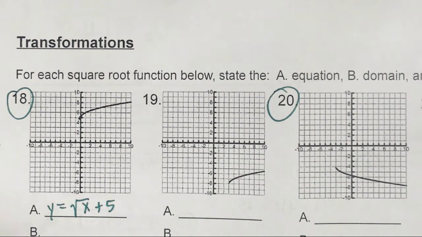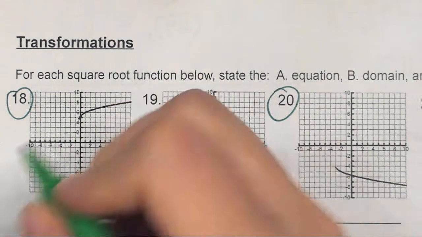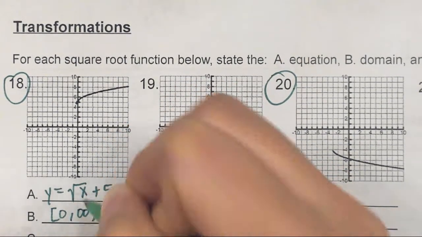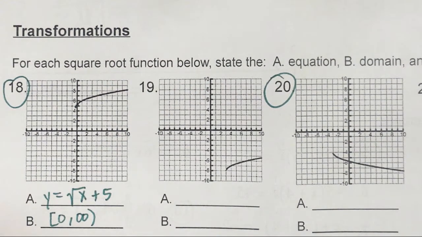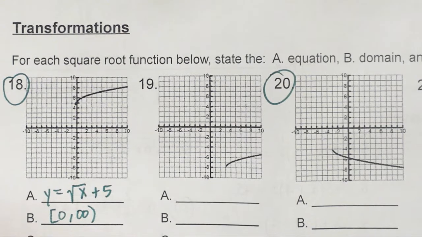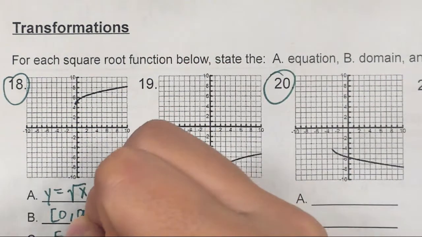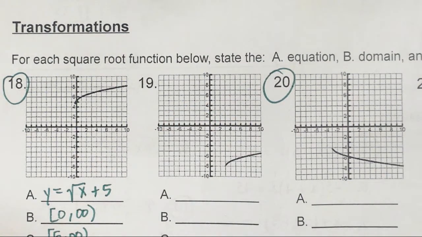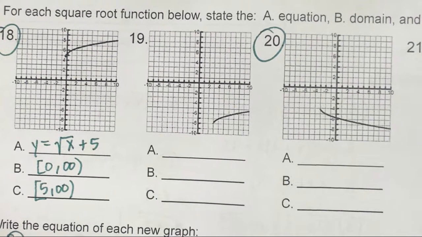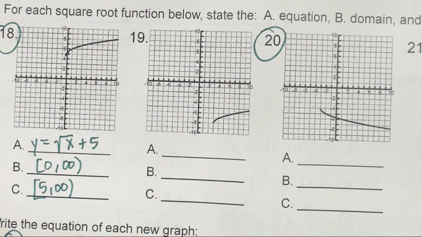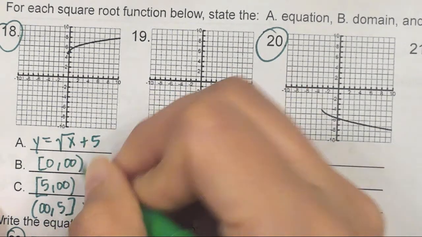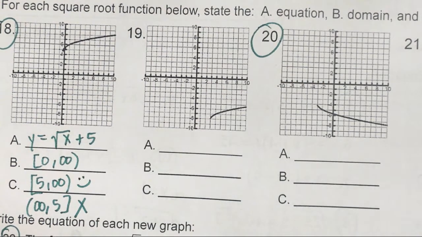And then your domain is left to right. The farthest to the left it goes is 0, and it's included, so I'm going to put a bracket. And then to infinity, I have a parenthesis. And then your range is bottom to top, so the lowest it goes is 5, all the way to infinity. It includes 5, and then my infinity always has a parenthesis. Now if you put this and flip it, it is wrong. So make sure you always do bottom to top. That is incorrect.